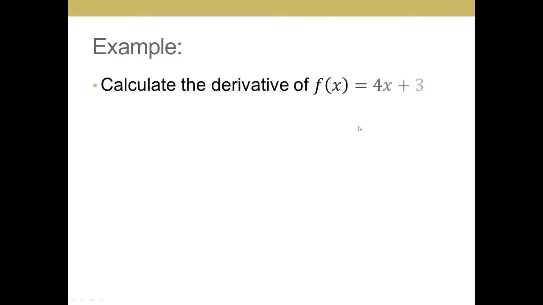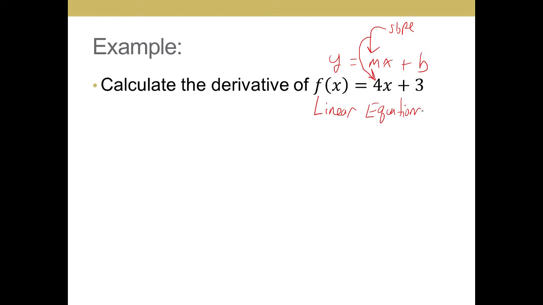All right, let's go through some examples of using this equation. Here's the first one. Calculate the derivative of f of x equals 4x plus 3. Now, before we get started, this is a linear equation in the form y equals mx plus b. This shows us that m is the slope. So this line, without even doing any calculation, has slope equal to 4.